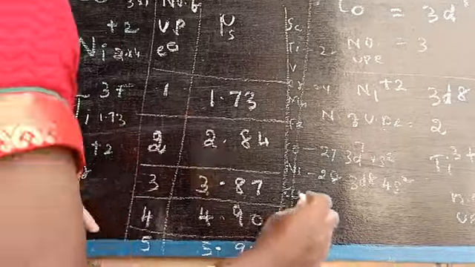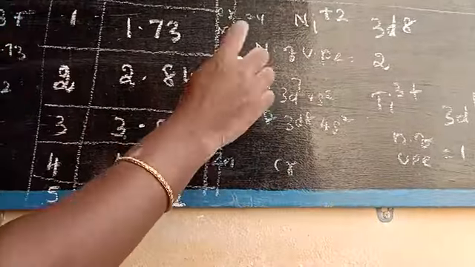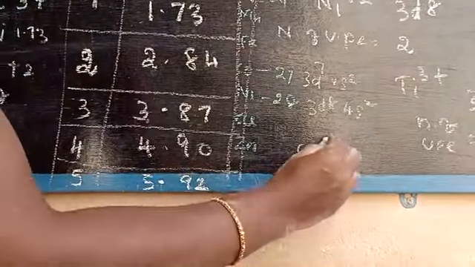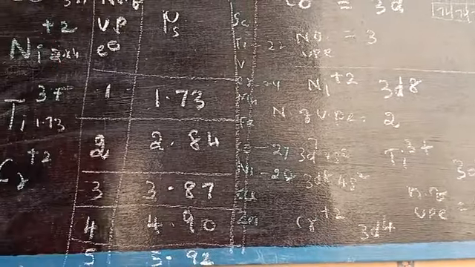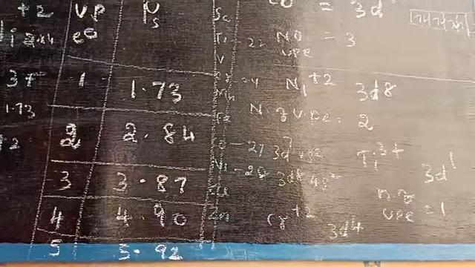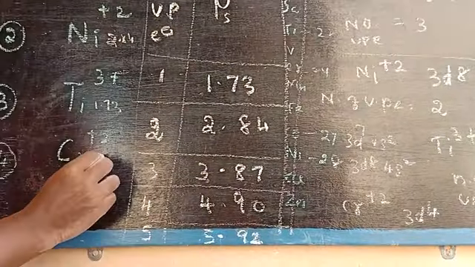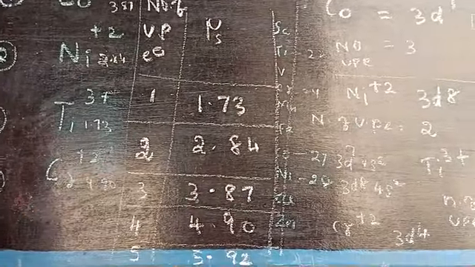Next, chromium, 24. So 3d4, 4s2. So here plus 2, so 3d4 only. Okay, so here the number of unpaired electrons is 4. So 4 means that is 4.90.